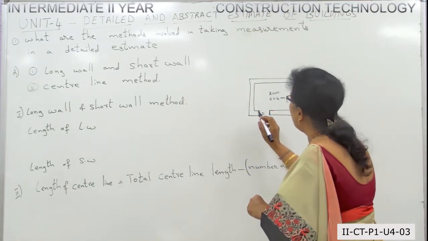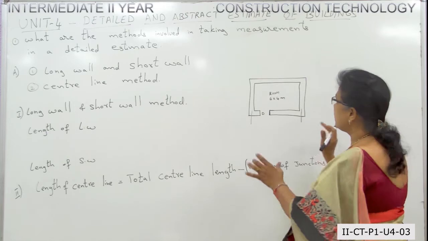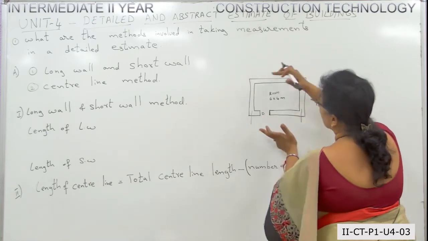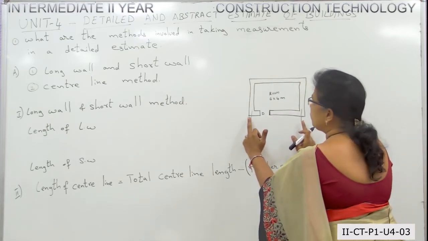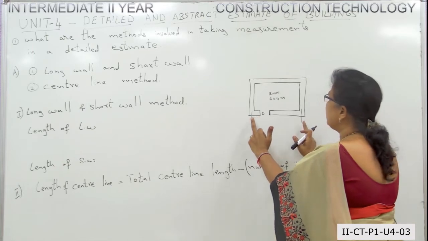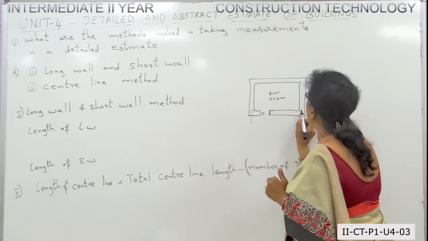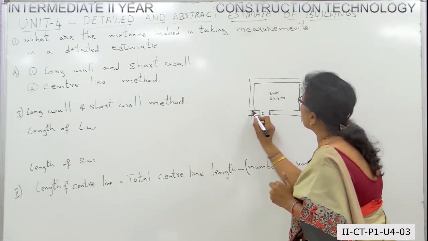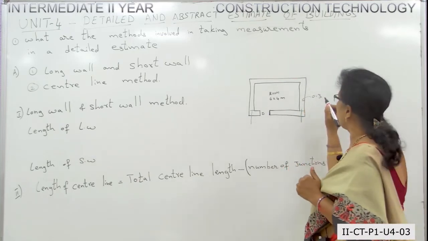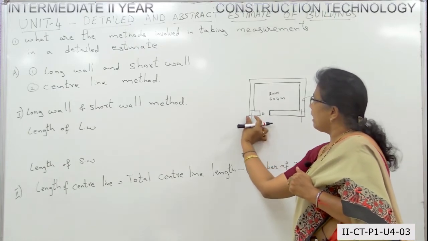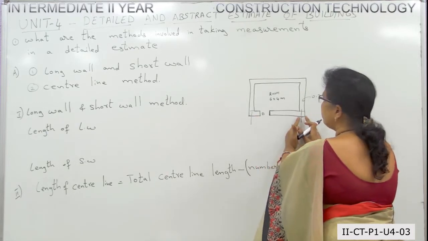For the length of the long wall, you have to take the center to center length. Suppose this is one long wall, this is one long wall, this is one short wall, and this is one short wall. Here you should calculate the center to center length of the long wall, from here to here. The thickness of the wall is 0.3 meters, so you take half the width of the wall, then the total length of the wall, then half the width of the wall.